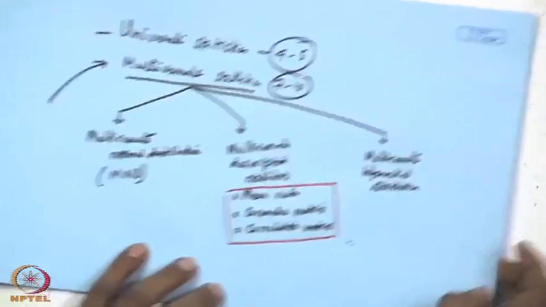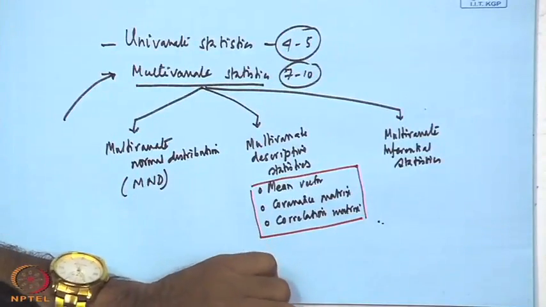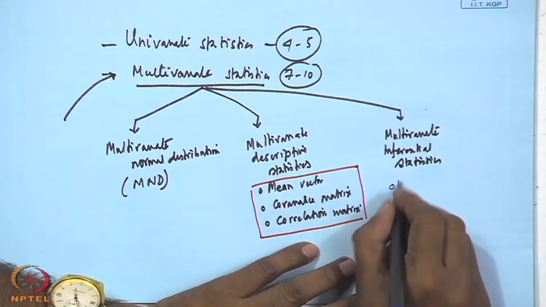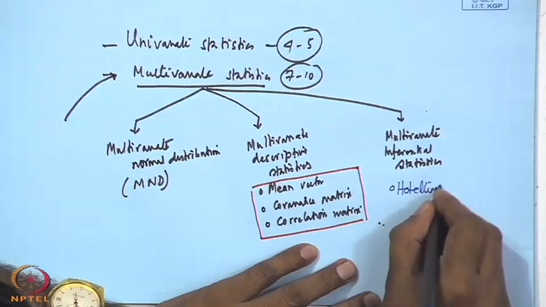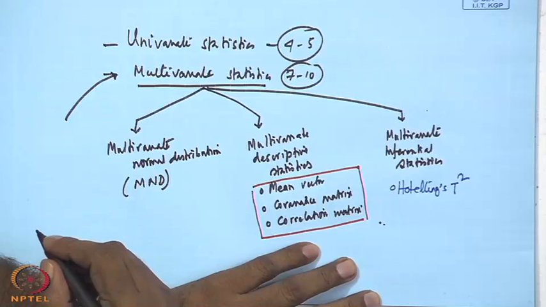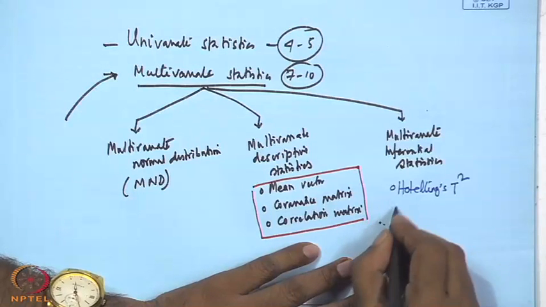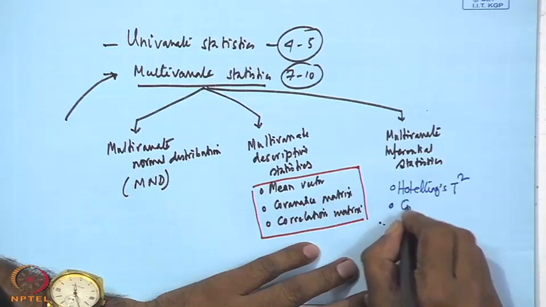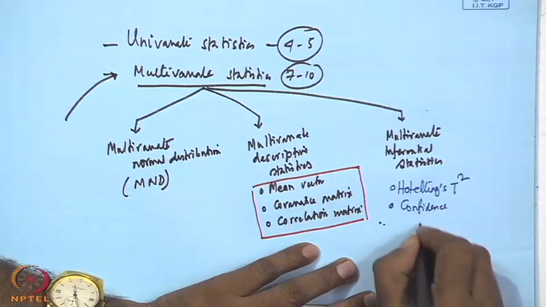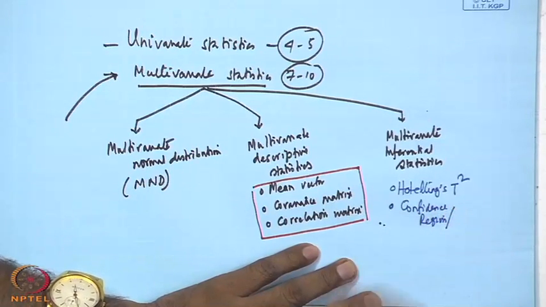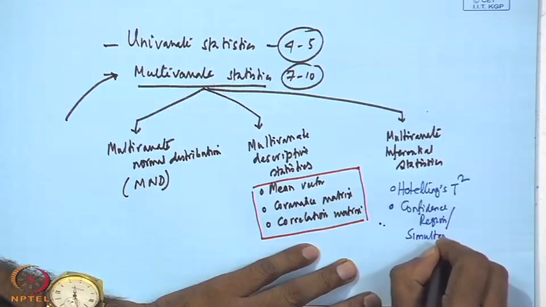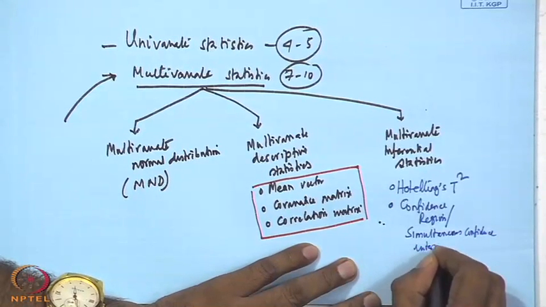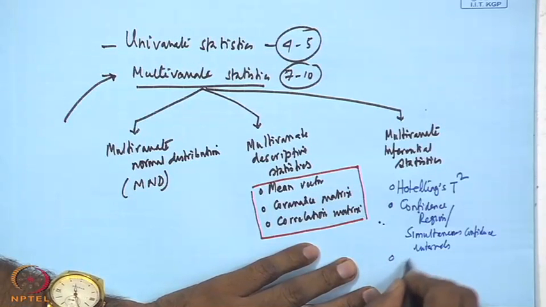Okay. So, under multivariate inferential statistics what are the things we will be covering? First is Hotelling T-square. Getting me? Hotelling T-square, then the confidence region and simultaneous confidence intervals, then your hypothesis testing.